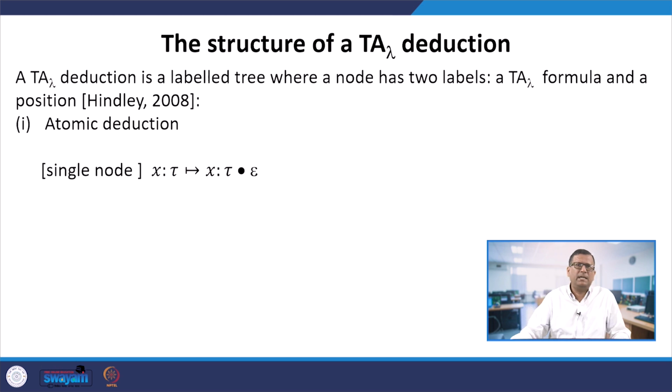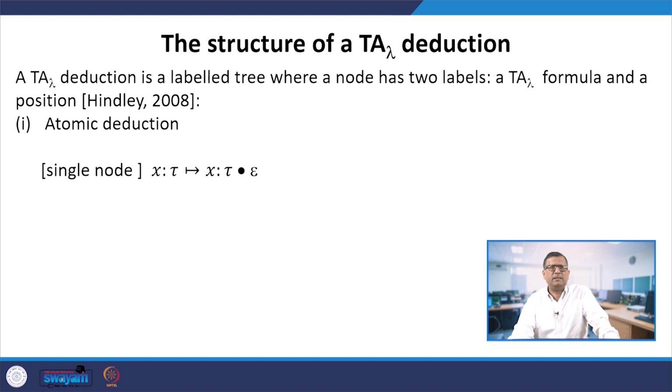So a T lambda deduction is a labeled tree where a node has two labels. One is a T lambda formula and the other is a position. Again we are taking the definition from Hindley's book. Earlier it was a subterm and a position label. Here it will be a T lambda formula and a position label. Position labels will be defined in a very similar manner, but instead of subterms we are going to have T lambda formulas.